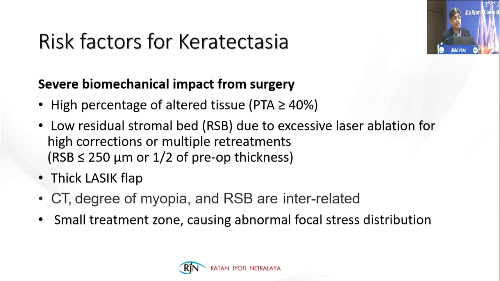There is also a high percentage of altered tissue, the PTA, which has been mentioned by Dr. Bharti also. The percentage tissue altered should not be more than or equal to 40%, so it depends on the initial corneal thickness. Dr. Bharti was suggesting that it should be less than 50% of the thickness of the cornea. If the thickness of the cornea is 600, we should not ablate more than 50%, so we should not ablate more than 300 micron of the cornea in such cases.